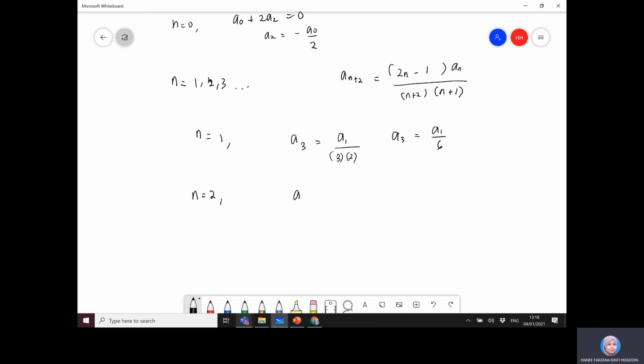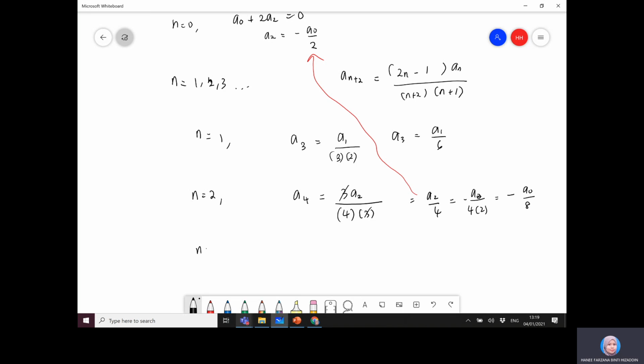So a4 equals 2 times 2 minus 1, which is 3, a2 over 4 times 3. So you have a2 over 4. And a2 is this one. Okay, a2 is equal to minus a0 over 2. So that will give you minus a0 over 8 for a4.